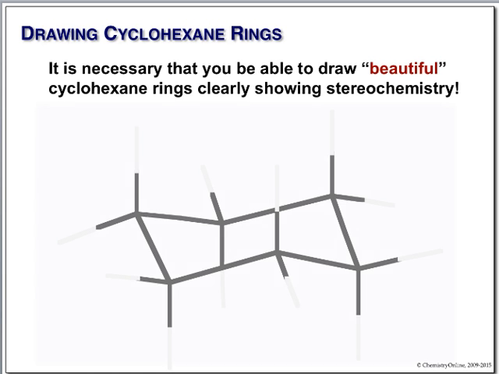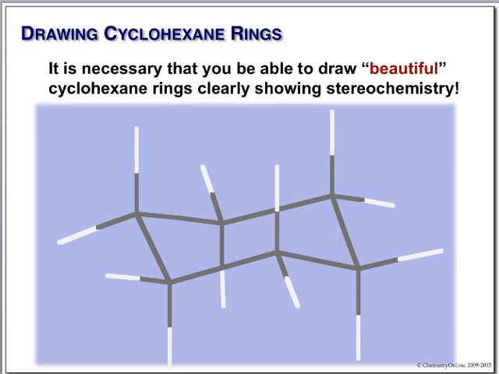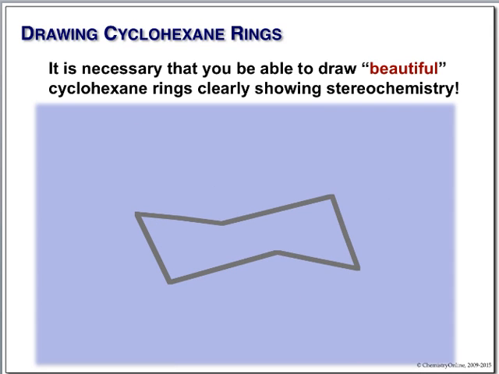Step one. Again, these are our axials, all pointing at 90 degrees to our plane, and these are the equatorials, sticking off at odd angles. To draw this thing, the first thing you want to do is draw your carbon backbone. So you're drawing your chair. Start somewhere, you go down, up, down, up, down, and close it. I'll pause while you draw your perfect chair.